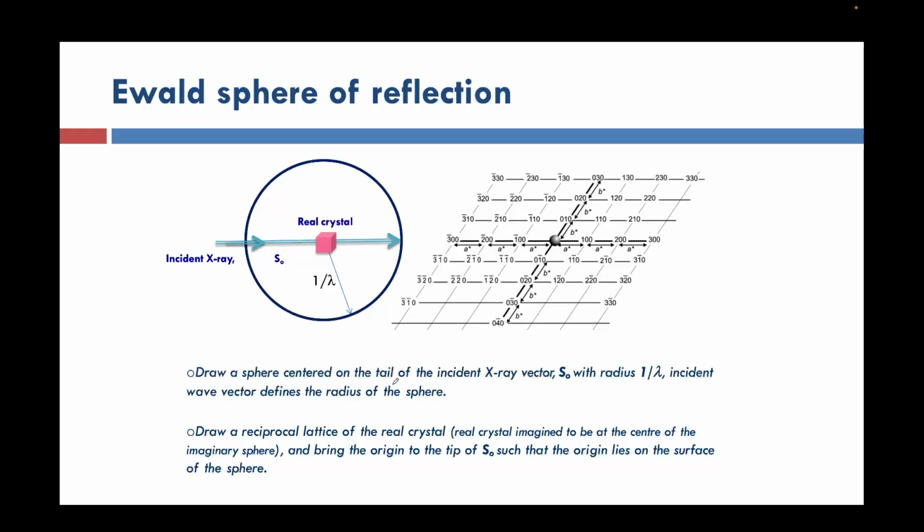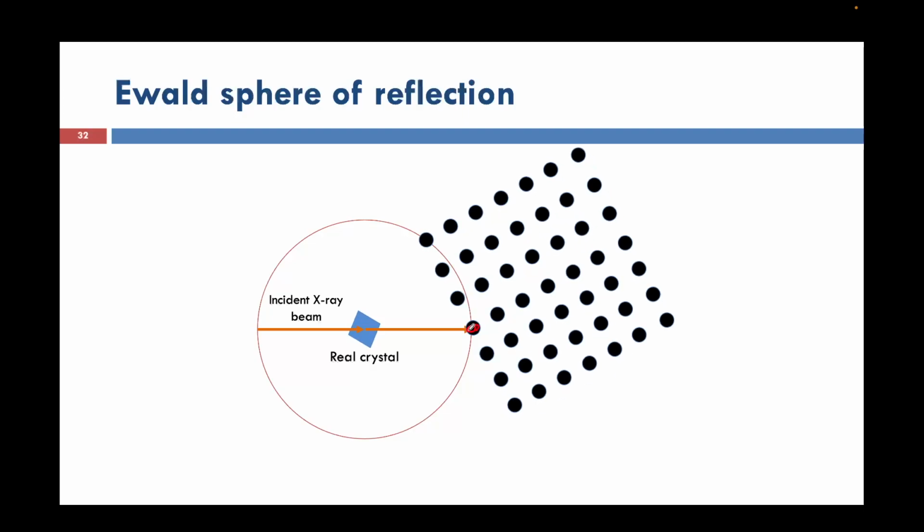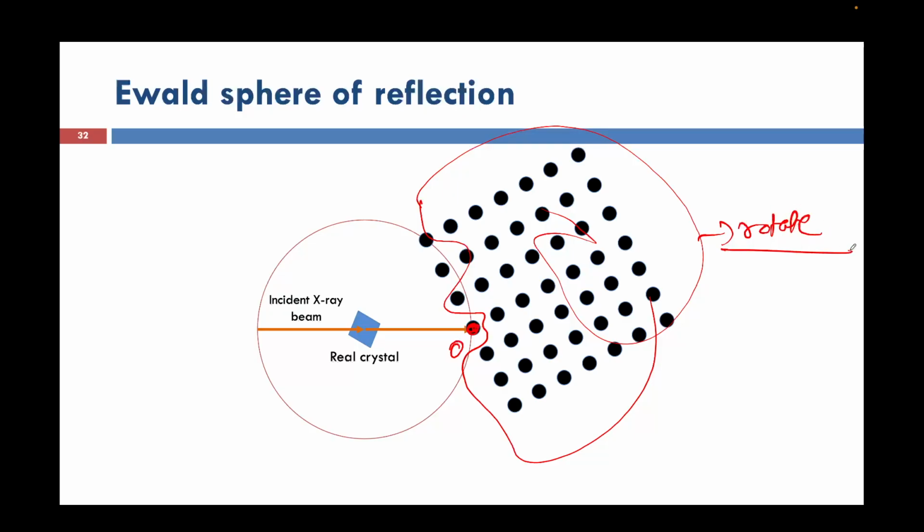So the Ewald sphere is always an imaginary sphere of radius 1 by lambda, where the origin of the reciprocal lattice hinges on one of its circumference. And what happens, let's say this is my origin of my reciprocal lattice. What happens when I rotate the crystal? Because I am considering my beam is coming in this direction. When I rotate the crystal, the origin of the reciprocal lattice remains as it is. However, all the other points which I am talking about, they will rotate.